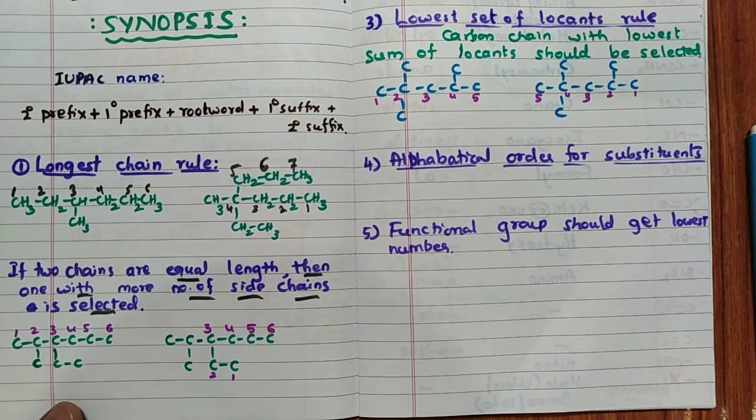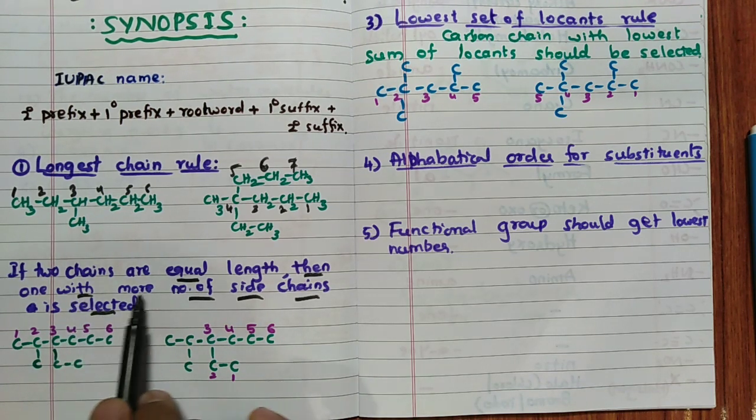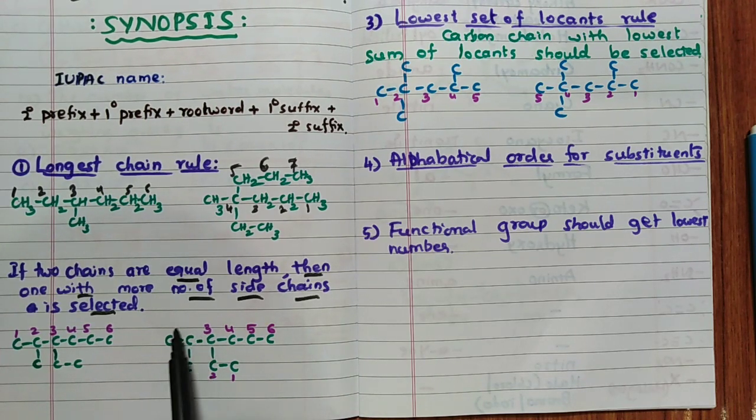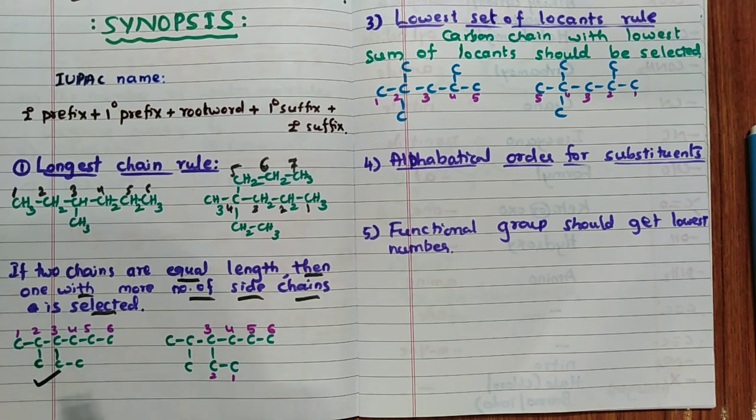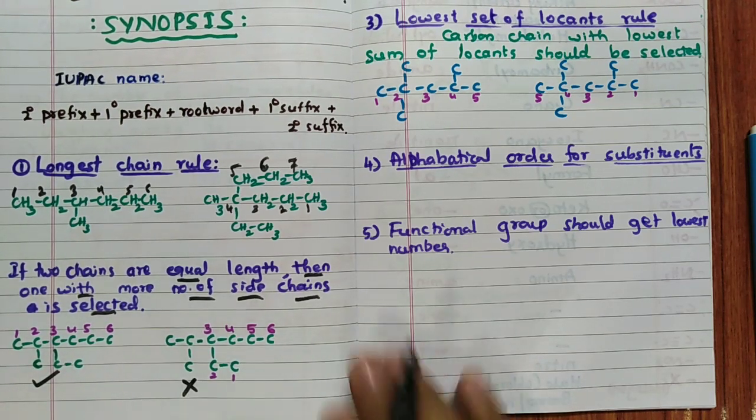If two chains are of equal length, for example here you can say 1, 2, 3, 4, 5, 6, and the same I have numbered like this, 1 to 6. So which one is correct? Remember, the maximum number of side chains should be present. Here, selecting this, only at the third carbon there is a side chain, but here one side chain. But here you can see 1 to 6, there are two side chains at the second carbon and the third carbon. Hence this is correct, this is wrong.